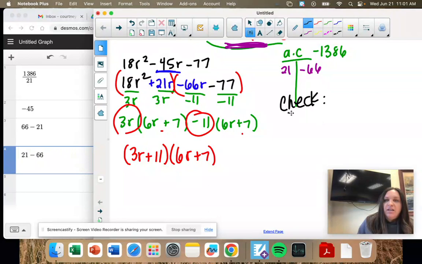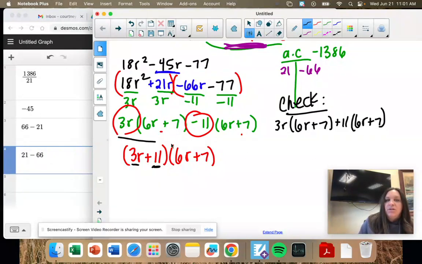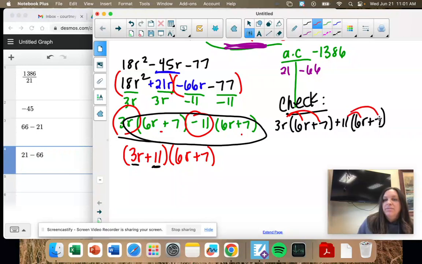So if I check it, I'm going to take the first term in the first binomial times the whole second one. The second term in the second binomial times the second binomial. So that's that step. Then we're going to multiply 18r squared. 3 times 7 is 21. 11 times 6 is 66.